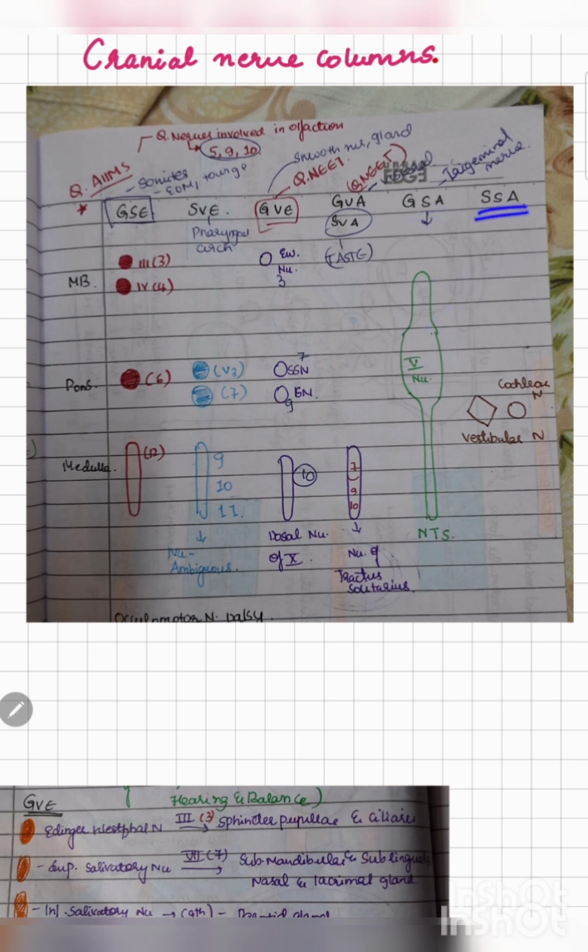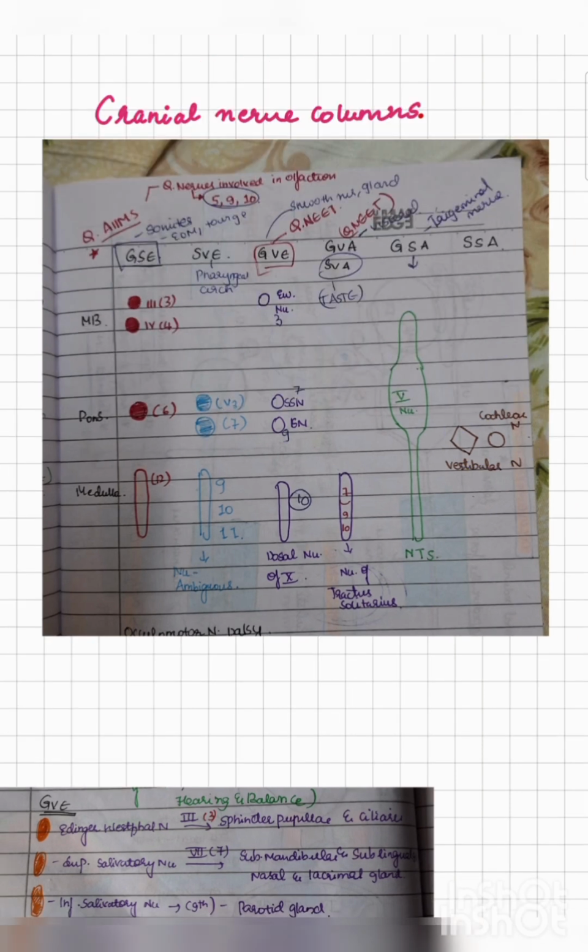Then the last one is SSA, that is special somatic afferent, which will carry all the special sensations except taste, because taste is related to the gut, so it is carried by SVA. Examples for SSA include vision, and hearing and balance. Vision is a function of cranial nerve 2, and hearing and balance is a function of cranial nerve 8. So that's the summary for the cranial nerve columns.